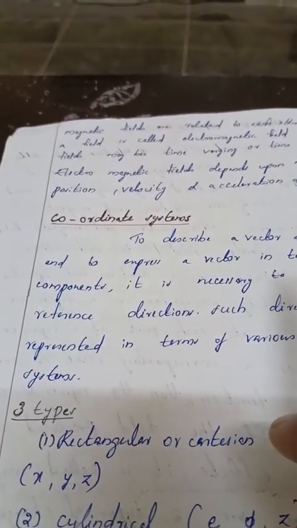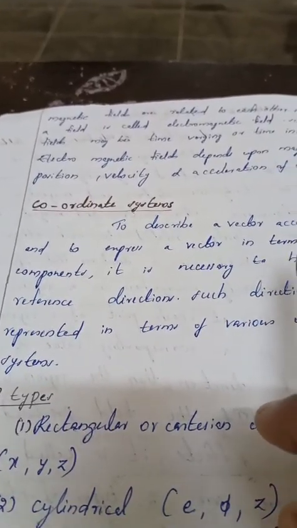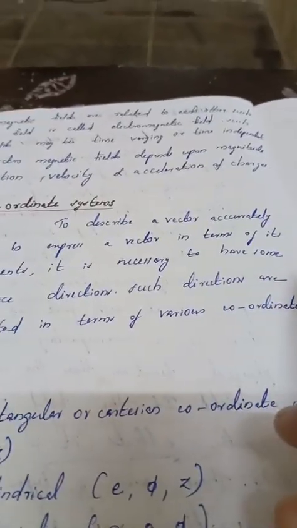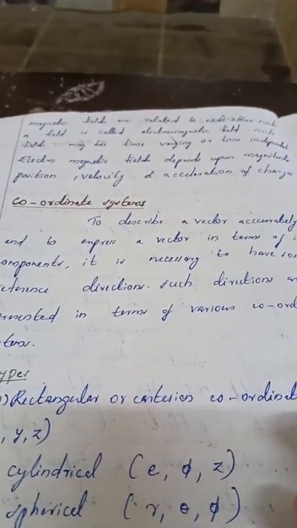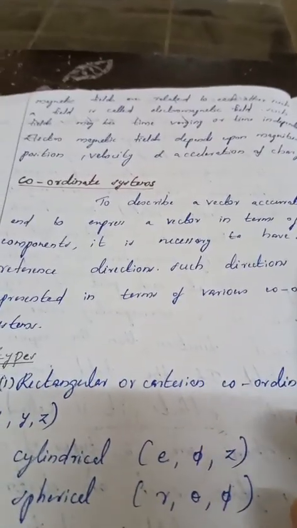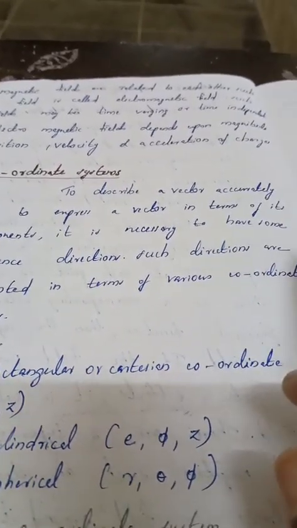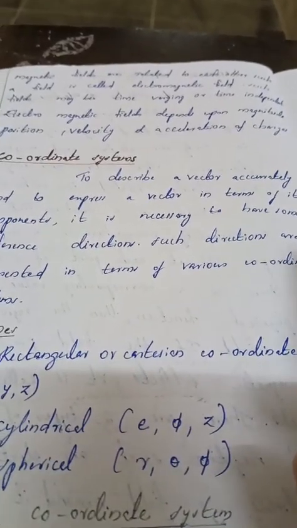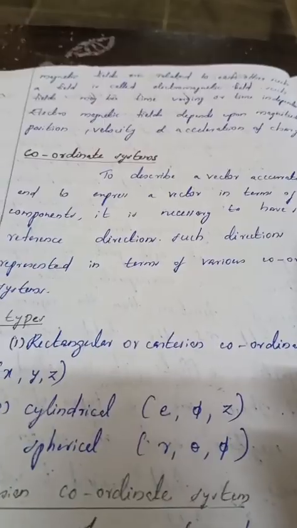Today I am going to take the topic Coordinate Systems. First of all, to describe a vector accurately and to express a vector in terms of its components, it is necessary to have some reference directions. Such directions are represented in coordinate systems.